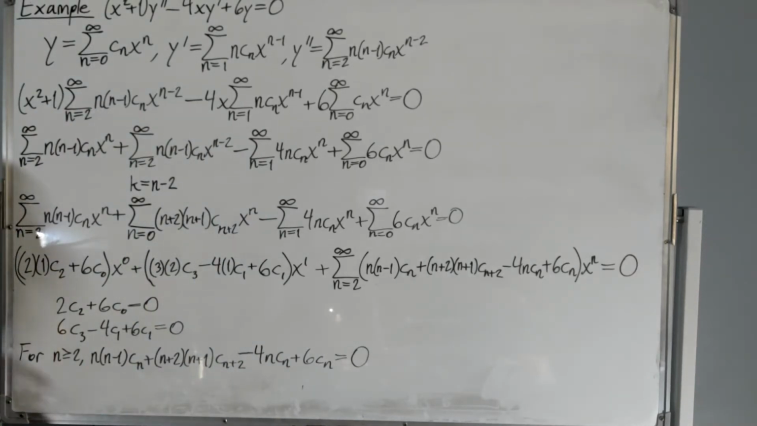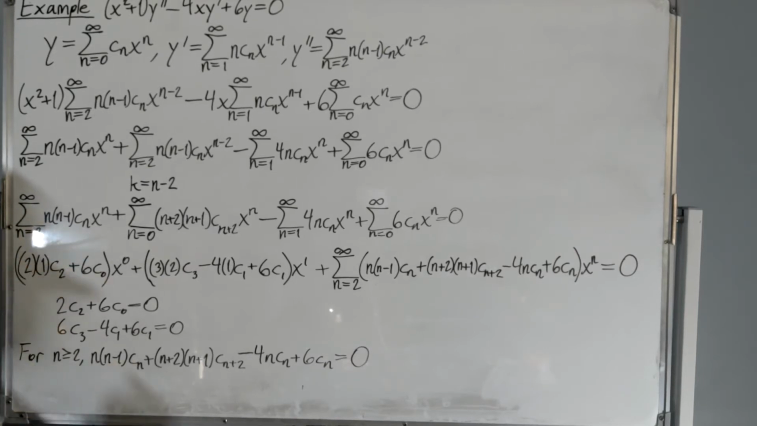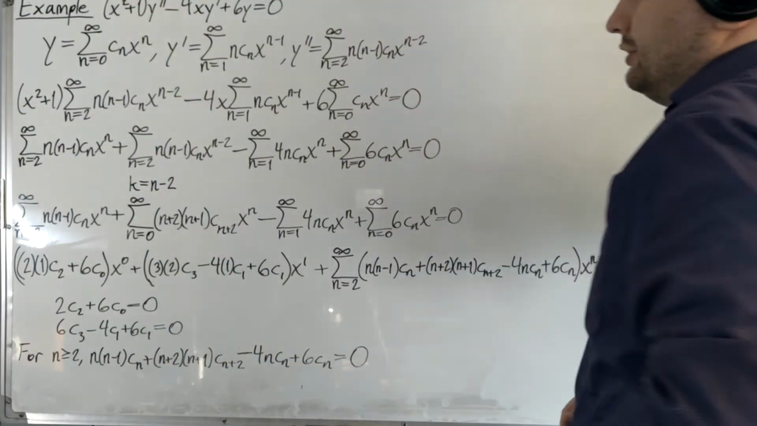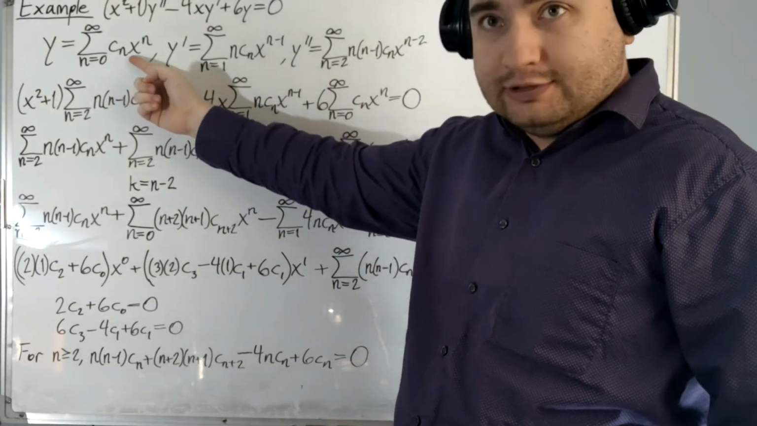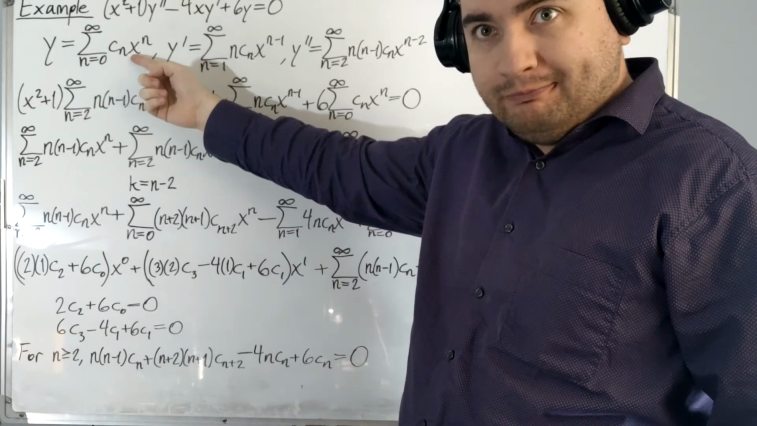Okay? And then this infinitely large system of equations is what we call our recurrence relation. So we have 1, 2, and then infinitely many for each integer greater than or equal to 2. All right, so now the rest of the problem is just trying to figure out what this thing is by analyzing the sequence of coefficients Cn.